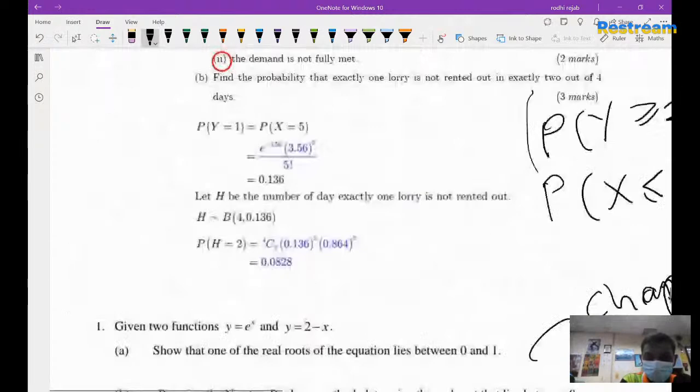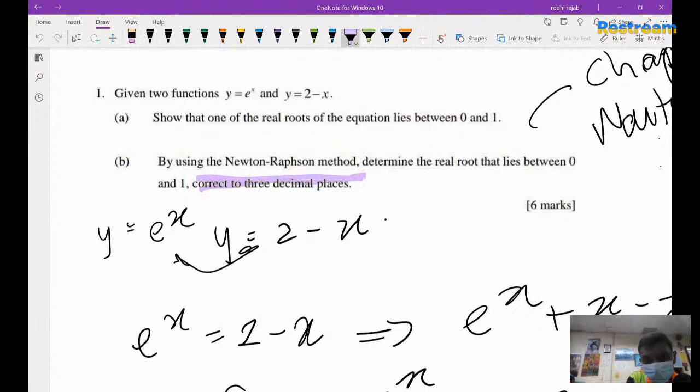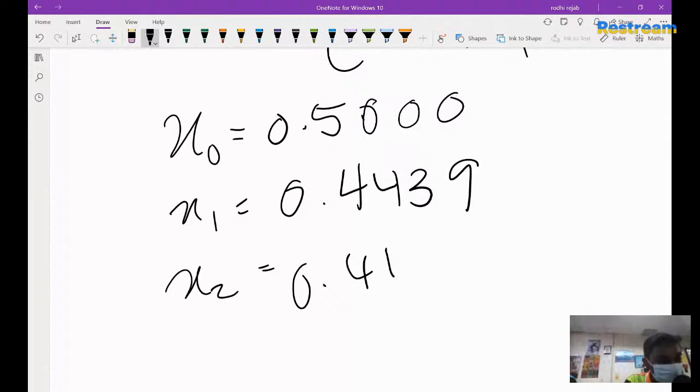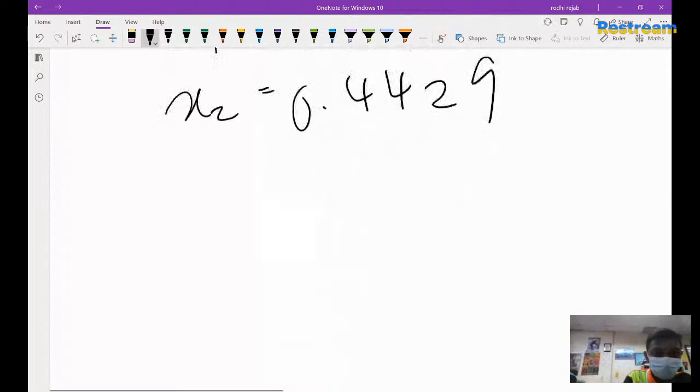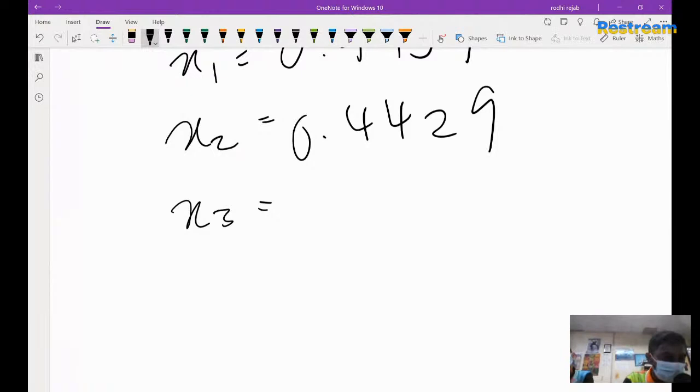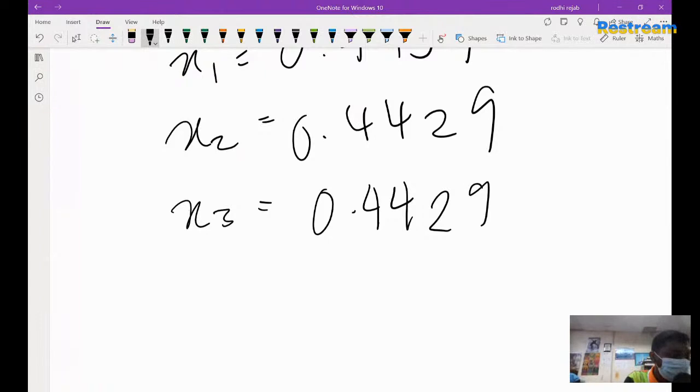First, kena tengok soalan juga. Soalan kata, correct to 3 decimal places. So, kalau kita nak ambil nilai X for X2, X1, X3, kita kena include plus 1 sahaja. So, kalau 3 decimal places, kira sampai 4 decimal places sahaja. Don't overextend to 5 decimal places or 6. And equals again, this would be 0.4429. X3 equals to 0.4429. And bila dah repeat at least dua kali ni, maksudnya kita dah dapat final answer dah lah.